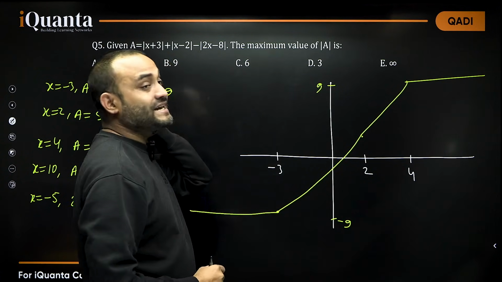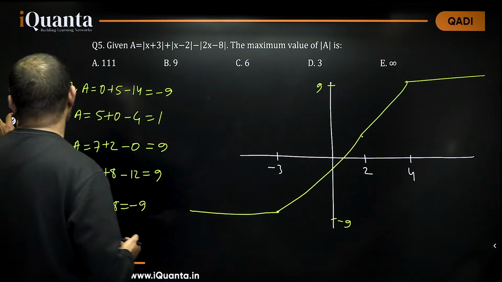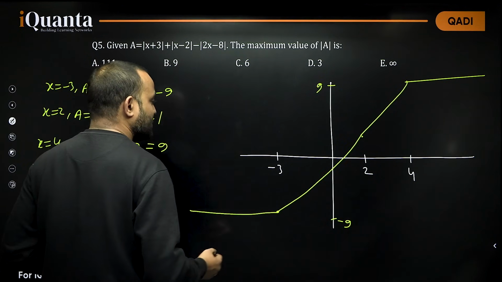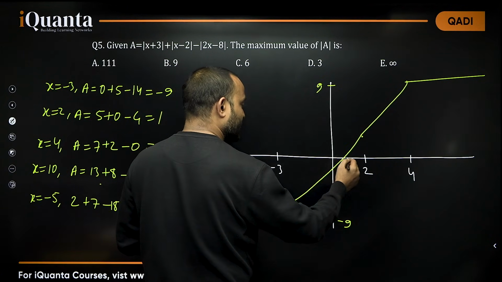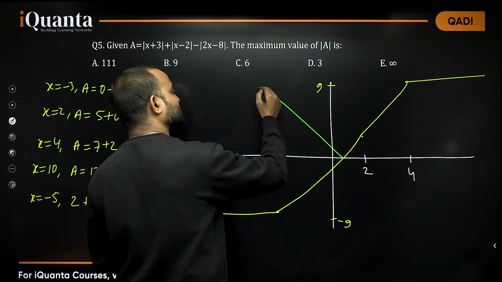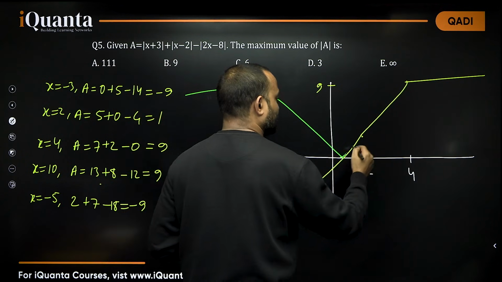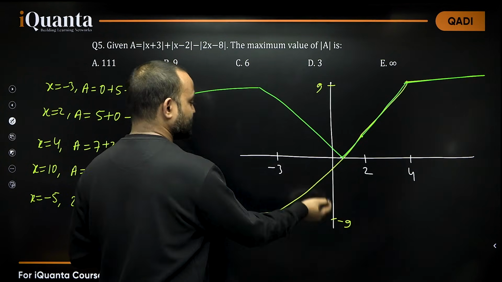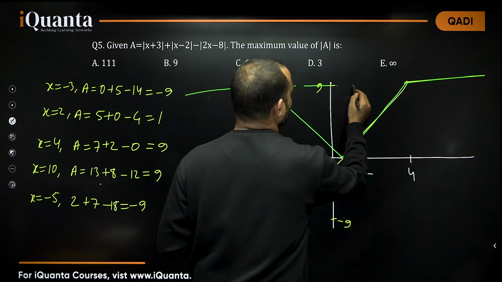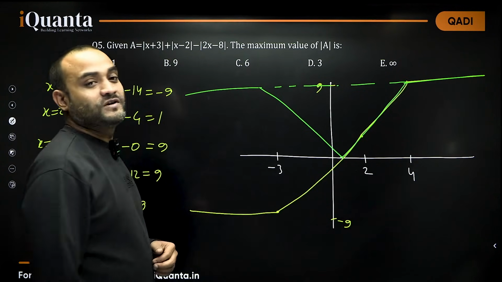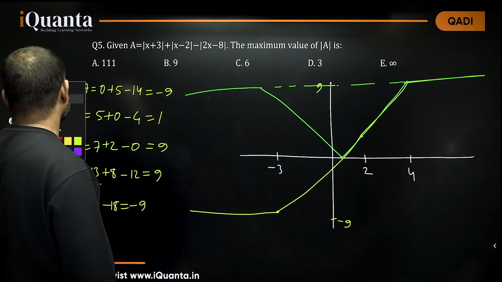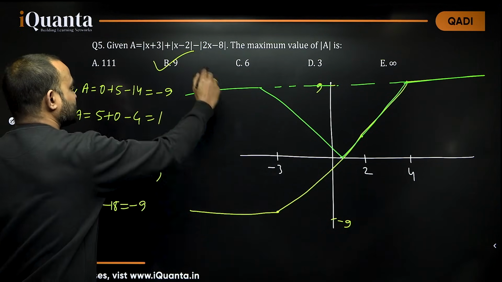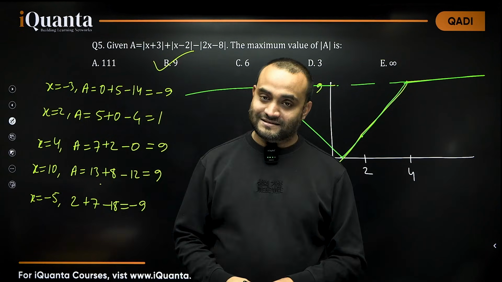And if I take mod of it, this is mod A. If I take mod of it, so what will happen? The negative portion will now become positive. Now this will be the graph of mod A, correct? This -9 will become +9 now. Question is the maximum value of A. So the maximum value of A is nothing but 9. It will always remain 9, and that is our answer.